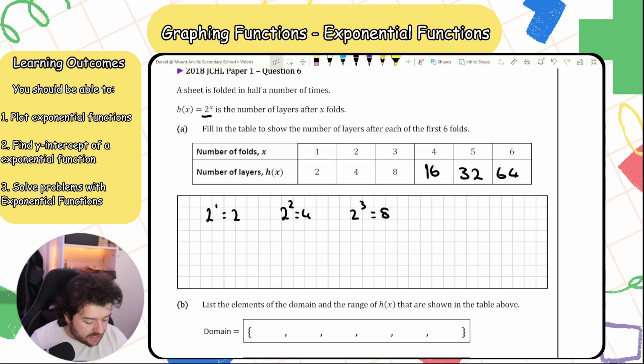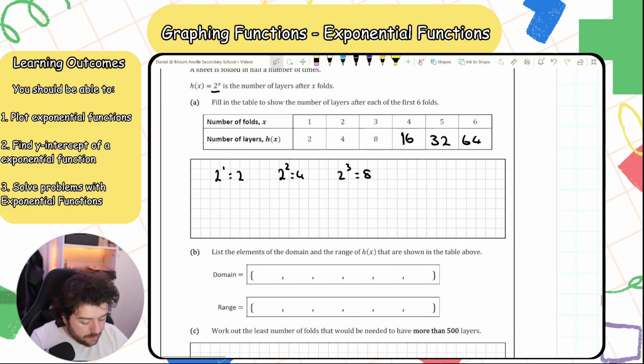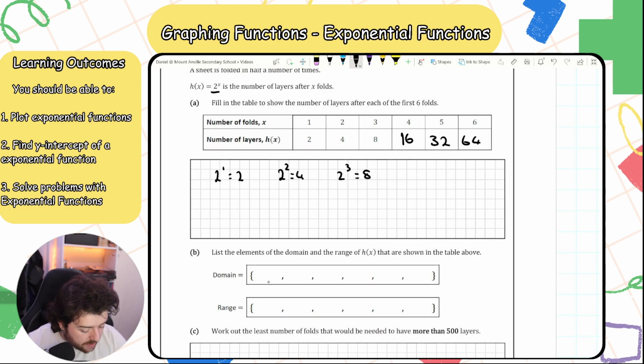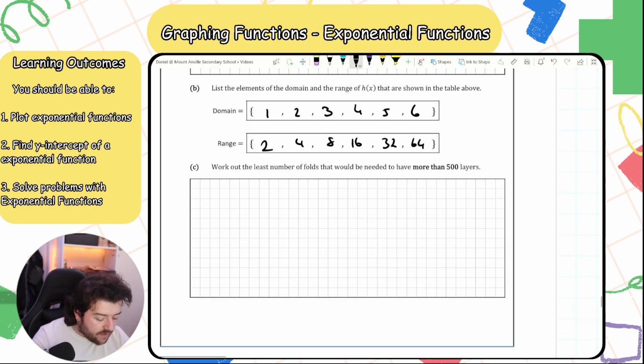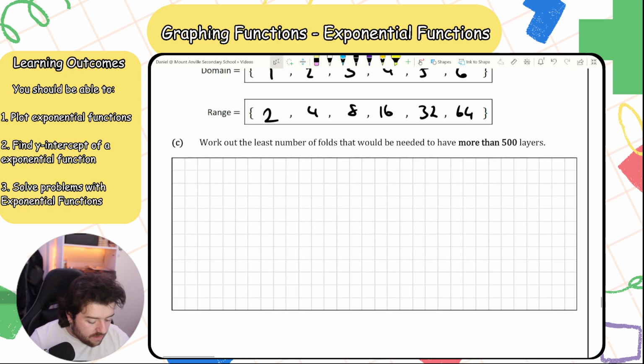List the elements of the domain and range. Remember, domain is your inputs. So my inputs are 1, 2, 3, 4, 5, 6. And my range is my set of actual outputs. That's going to be 2, 4, 8, 16, 32, 64. Easy peasy, lemon squeezy. Now work out the least number of folds that would be needed to have more than 500 layers. So this is just going to be some guesstimation. Like we could use logs.